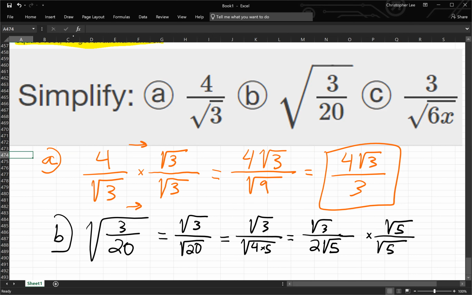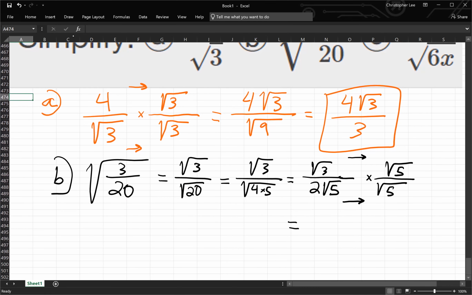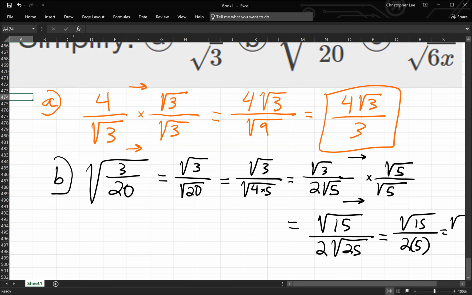Now how do we multiply fractions again? Straight across. So the top becomes square root of 15, and the bottom is 2 times the square root of 25. The square root of 25 is 5, so this becomes square root 15 over 2 times 5. And what's 2 times 5? 10. So this is square root 15 over 10. Done.